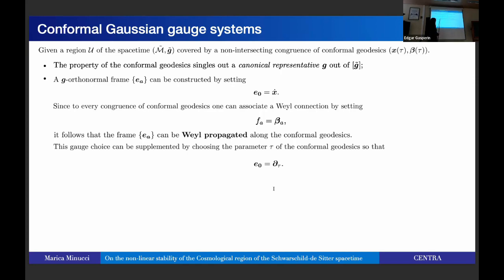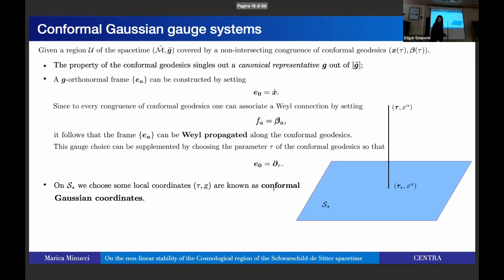At this point, this frame will be propagated along the conformal geodesics. Then, to complete the system, we have to choose a time parameter tau in the conformal geodesics to also be equal to the time leg. Then what we're left to do is, on this initial hypersurface, to prescribe some local coordinates. Since we want coordinates that we can propagate along the conformal geodesics, we need to make sure that we can extend these coordinates out of the initial hypersurface. So we ask that the conformal geodesics that intersect this hypersurface do so at only one point, without intersecting each other. Then this coordinate x alpha will be considered constant along the geodesic. So along the prescribed geodesic, only tau will change.